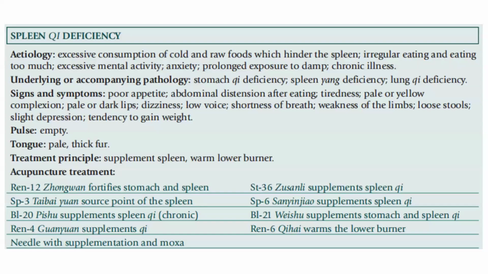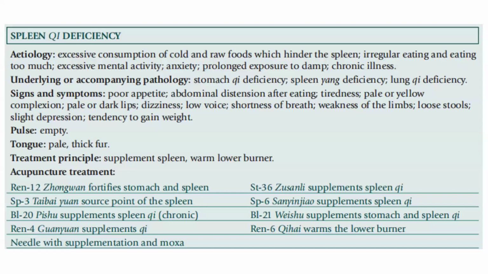To recap, we have the etiology for spleen qi deficiency: excessive consumption of cold and raw foods which hinder the spleen, irregular eating and eating too much, excessive mental activity, anxiety, prolonged exposure to damp, chronic illness. Underlying or accompanying pathology: stomach qi deficiency, spleen yang deficiency, lung qi deficiency.